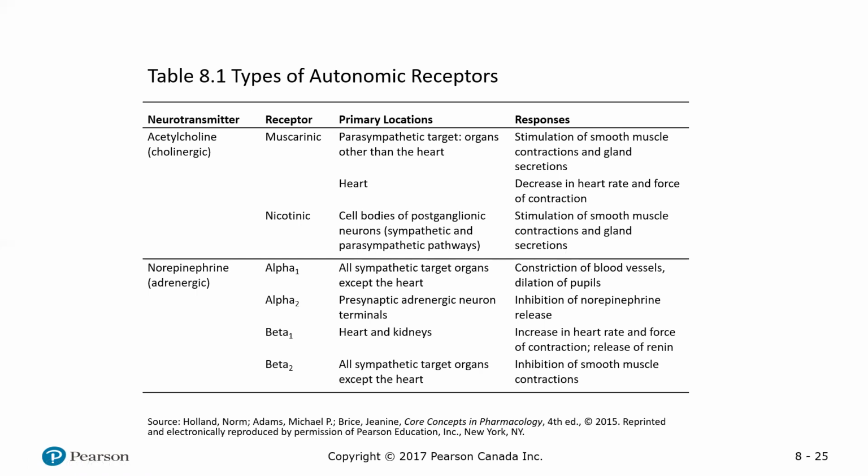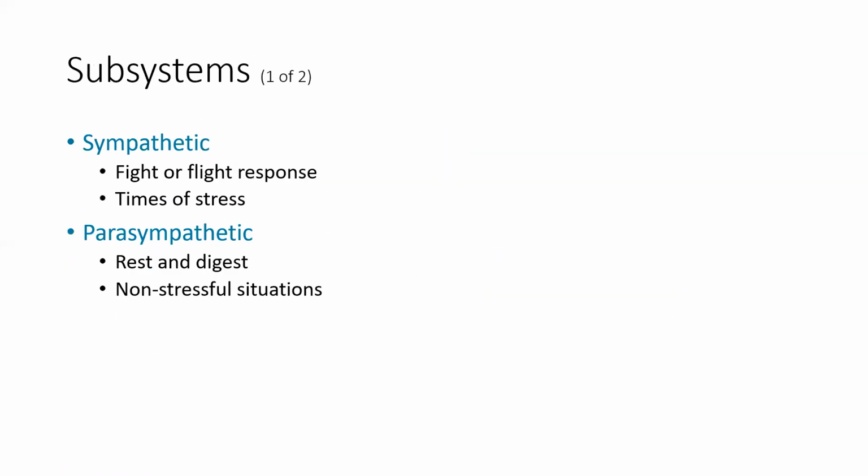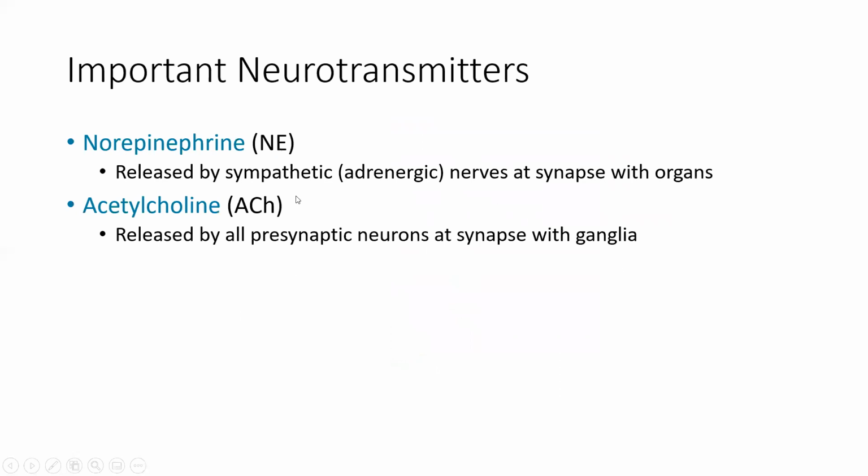If you remember, I will remind you again here. This picture, look at that. It stimulates the secretion because it's parasympathetic. It slows the heart, decreases the heart functions. That's what we are talking about here.